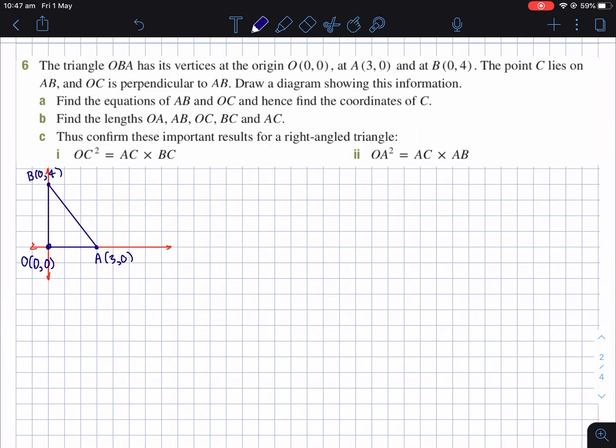Point C lies on AB. It hasn't told us it's in the middle, so let's just draw it C. And OC is perpendicular to AB.